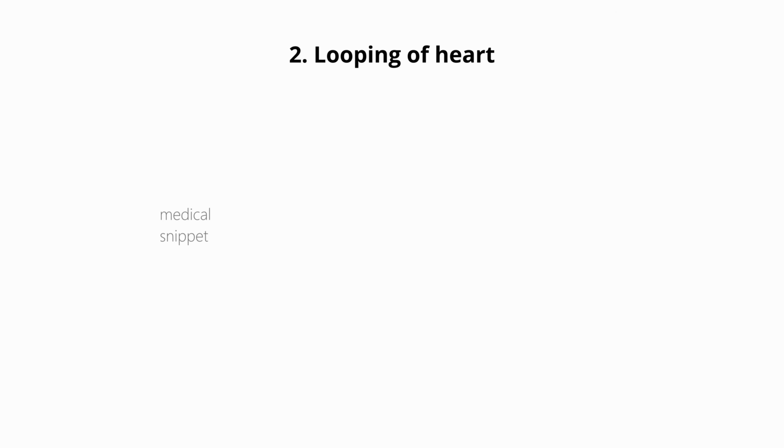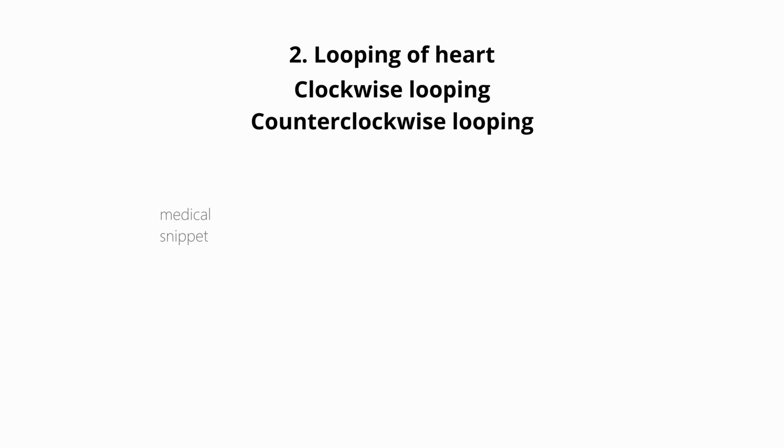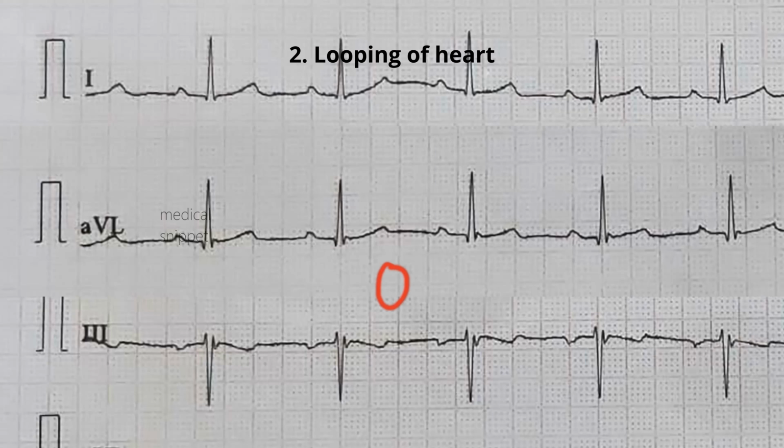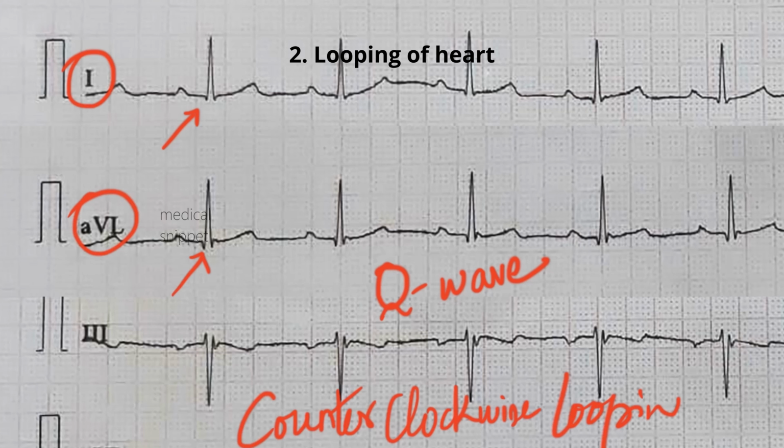Looping of the heart. It can be either clockwise looping or counterclockwise looping. If the Q waves are present in lead 2, 3 and AVF, it is called clockwise looping. If the Q waves are present in lead 1 and AVL, it is called counterclockwise looping.